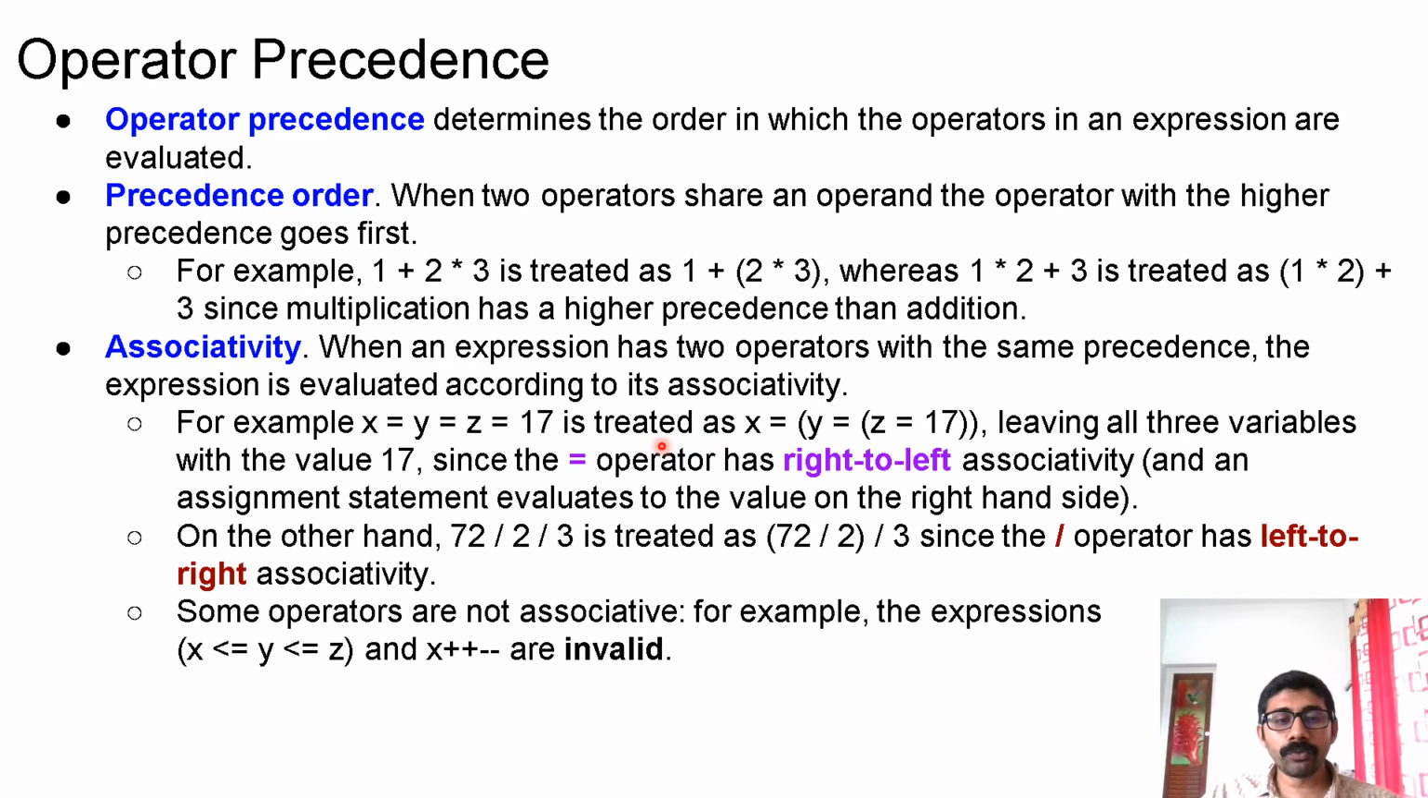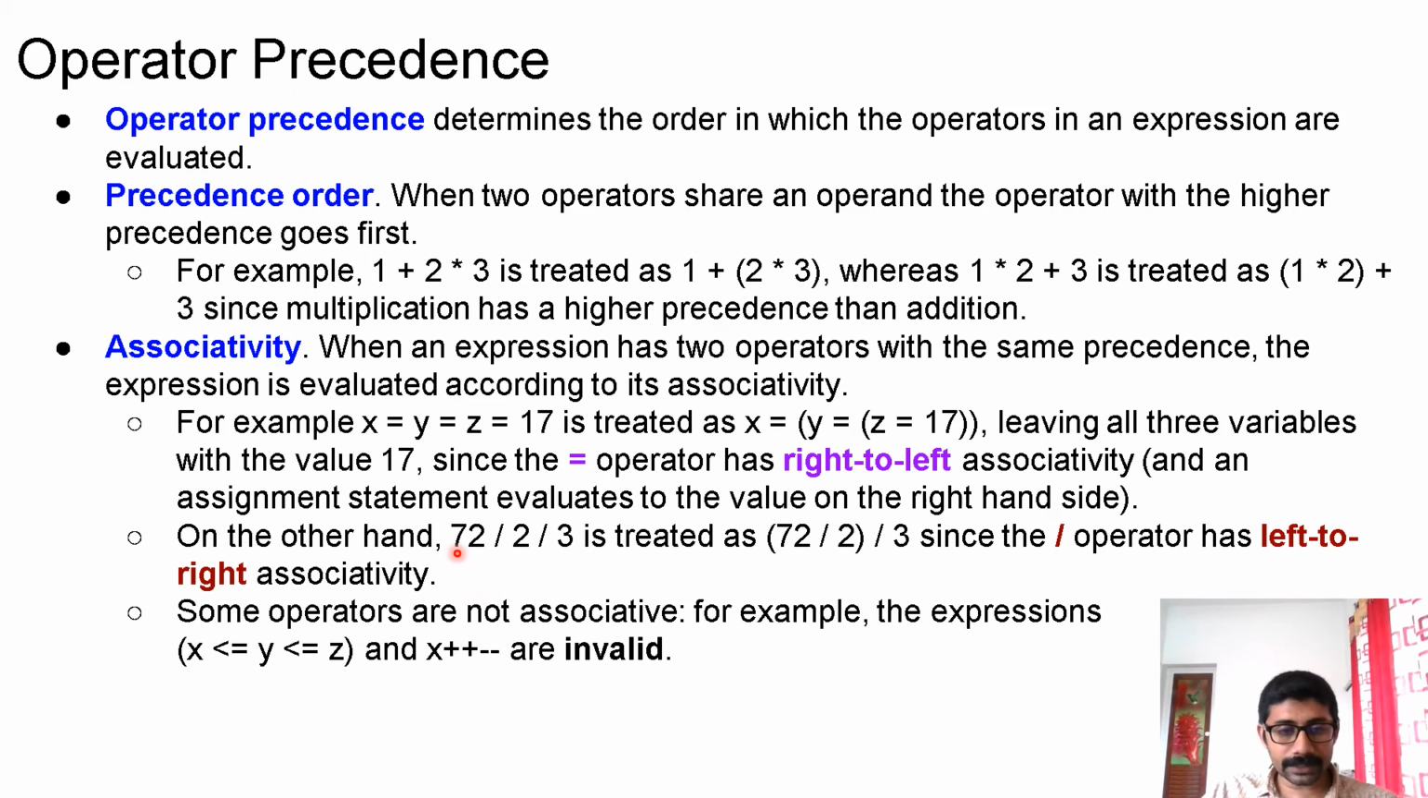In this case, we will look for the associativity of the assignment operator. For the assignment operator, its associativity is from right to left. That means you have to start the evaluation from right, then go to left. So first I have to evaluate the rightmost part. z = 17 I will evaluate first. Then y = this result. Then after that I have to evaluate x =. So in this case, the evaluation is processed based on the associativity rule of the assignment operator.